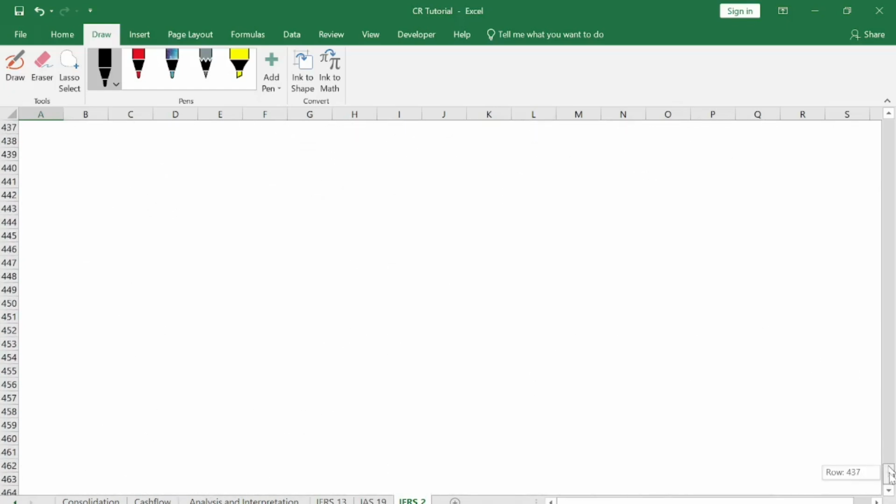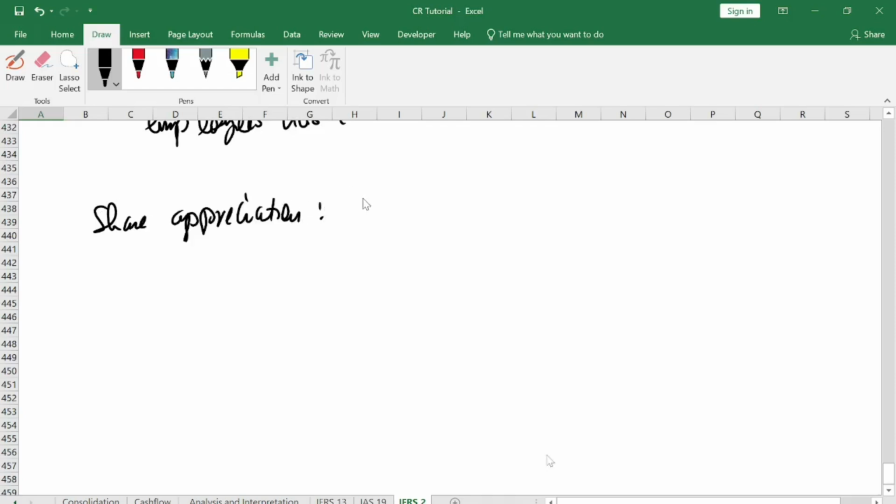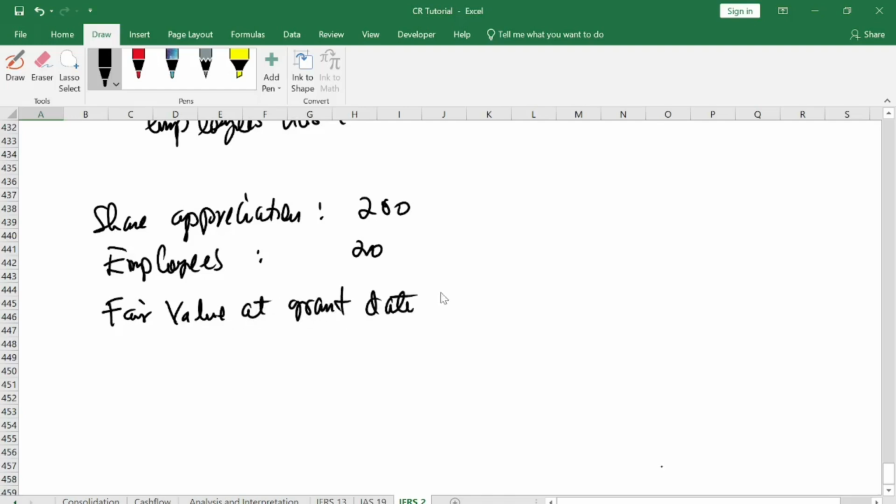So let me give you a different question, then we work on it. So there's a share appreciation of 200, and we have employees of 20. Now, the fair value at grant date is 2 cedis. So you have a vesting period of 3 years, right? Okay.